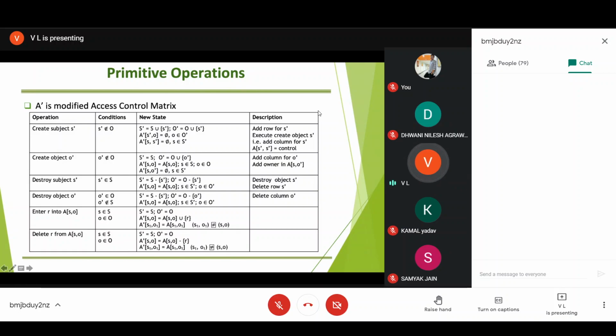Now, when you create an object, it will be added only to the list of objects. And the new matrix will contain a new column, and this new column will be set to null.